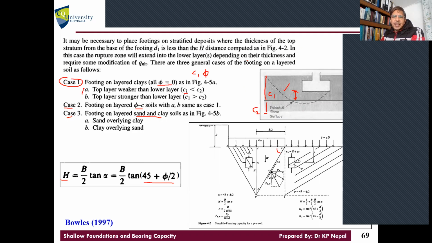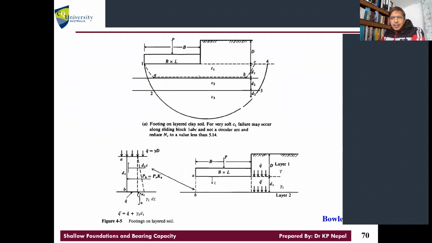So let's talk about a few things, right? If this first layer is very weak, usually the failure may also occur around this by slipping. The soil at the top, if it is very weak, may just slip at the top layer. It may not go like a circular arc failure at the bottom. Okay, you need to consider that.